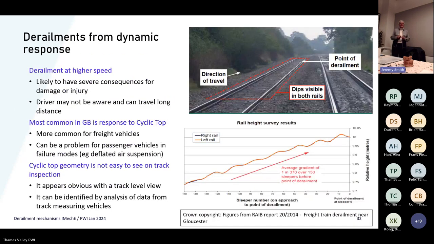This is another one that comes at higher speed and therefore causes a nasty incident and is likely to have severe consequences. And as you know from other reports, the driver may not be aware that one or two of the wheel sets further down the train is derailed. The change in drag on the train is negligible. There is nothing to tell the driver that there's any different. It doesn't behave any differently until it falls over and breaks and stops and the brake pipe parts.